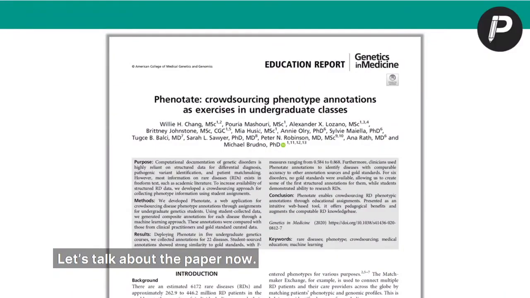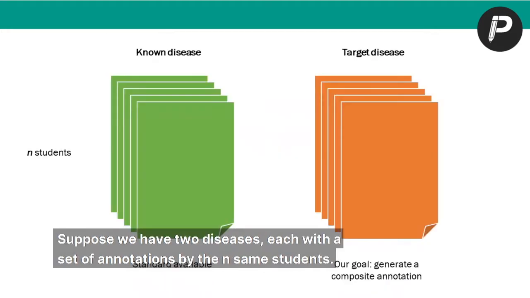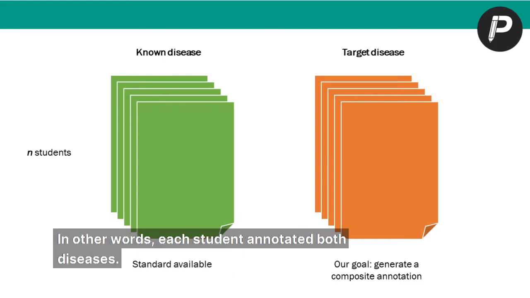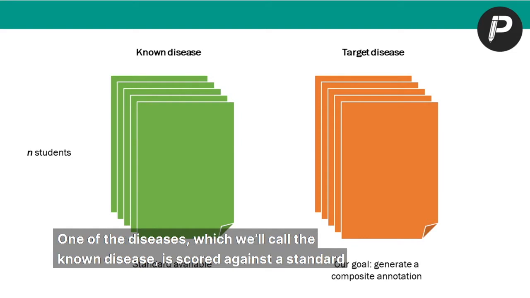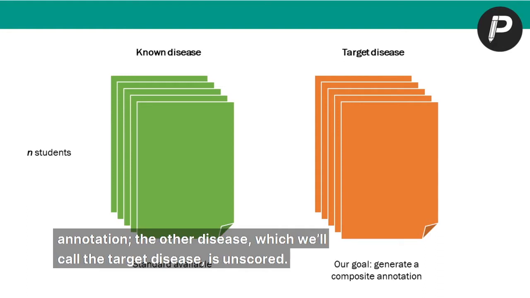Great, let's talk about the paper now. Here's what we do with the data you enter. Suppose we have two diseases, each with a set of annotations by the same students. In other words, each student annotated both diseases. One of the diseases, which we'll call the known disease, is scored against a standard annotation. The other disease, which we'll call the target disease, is unscored.